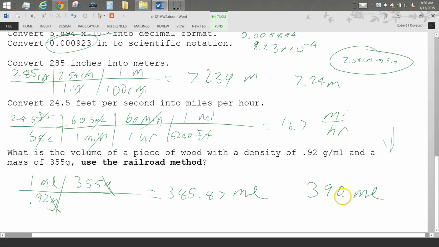Do I put a decimal place right here? What happens if I put a decimal place there? It means that 0 is, we're sure about that 0, and we're not sure about that 0. We're only sure about the 3 and the 9 because we were only given 2 significant figures.